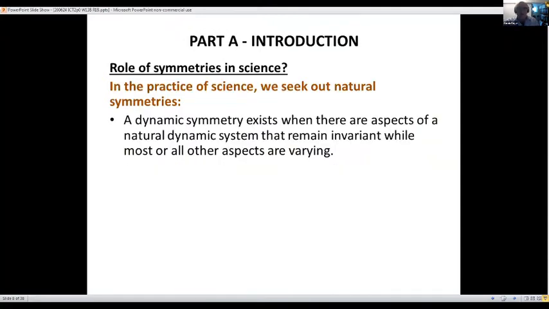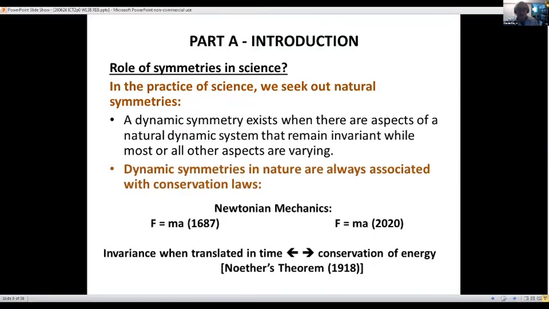In the practice of science, we seek out natural symmetries. A dynamic symmetry exists when there are aspects of a natural dynamic system that remain invariant while most or all other aspects are varying. Dynamic symmetries in nature are always associated with conservation laws. For example, in Newtonian mechanics, when Newton published his Principia in 1687, he said force equals mass times acceleration. If we do a little physics experiment now, we find that force is still equal to mass times acceleration. We express this by saying invariance when translated in time. And by Noether's theorem, we find that this assumption about being invariant when translated in time turns into the law of conservation of energy, a very fundamental law that no system is able to be in breach of.